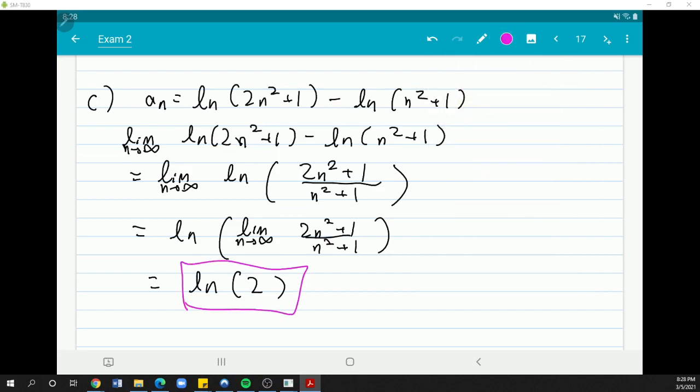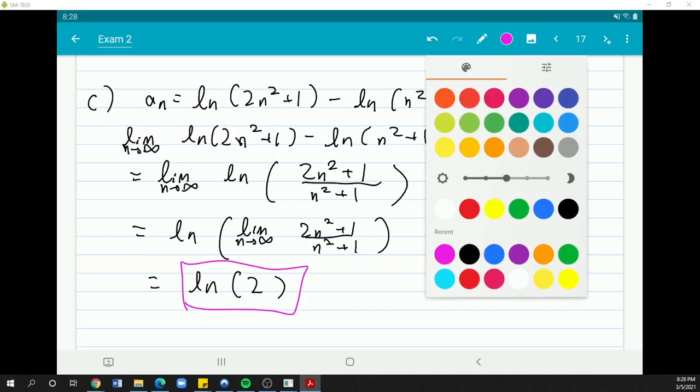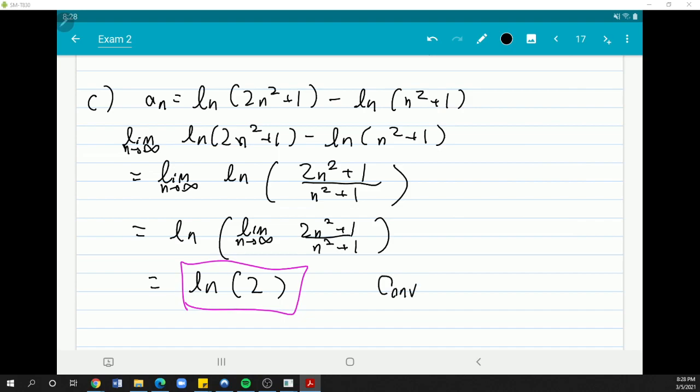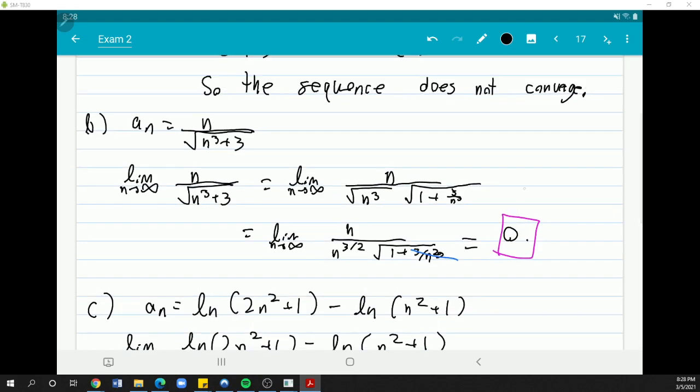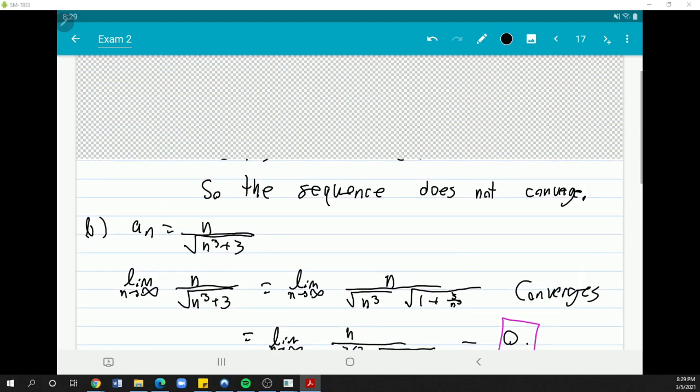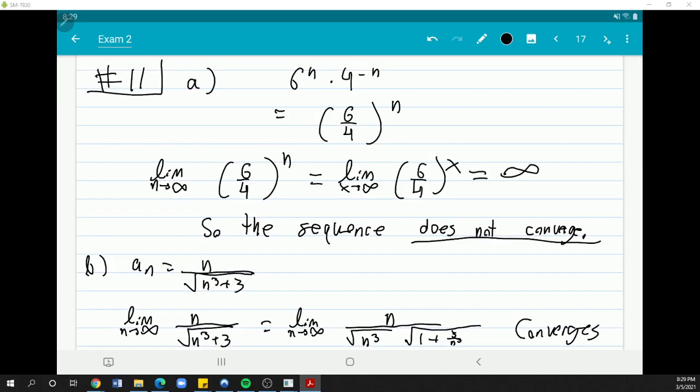So that says, as n goes to infinity, as n gets really big, this sequence just gets really, really close to log 2. And that's it for convergence or divergence of sequences. So let's say converges here, just so we're being explicit. Converges, because it goes to log 2. This converges, because it goes to 0. And this does not converge.